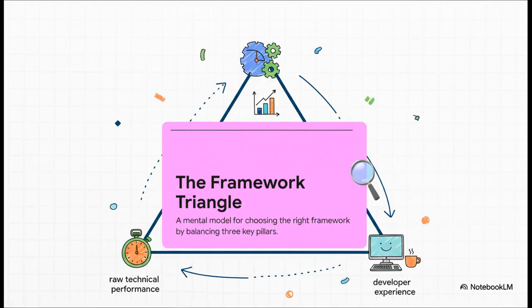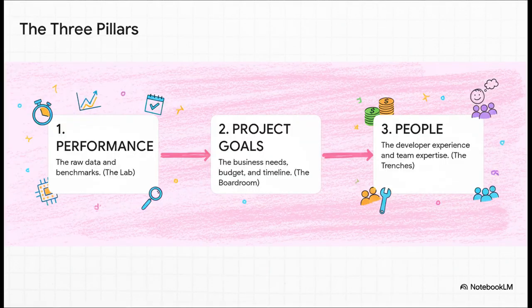Well, we can use a simple mental model to help. Let's call it the framework triangle. So instead of looking for a single best-in-class winner, we need to think of our decision as a balancing act between three crucial pillars. Pillar number 1 is performance.